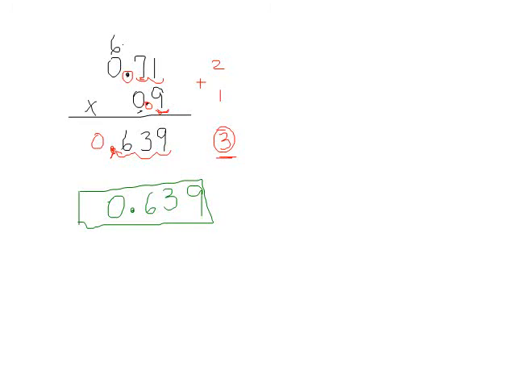Let's try one final example. In this problem, I'm going to multiply 3.2 times 1.43. I want you to notice that it is important to line up the numbers so that your multiplication will come out correctly. However, notice that the decimal points are not lined up. It is not important for the decimal points to line up in a multiplication problem.